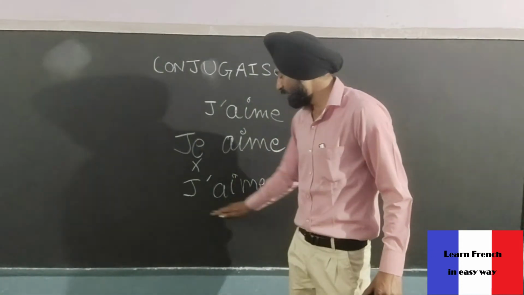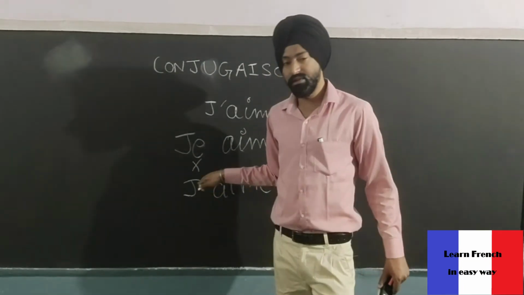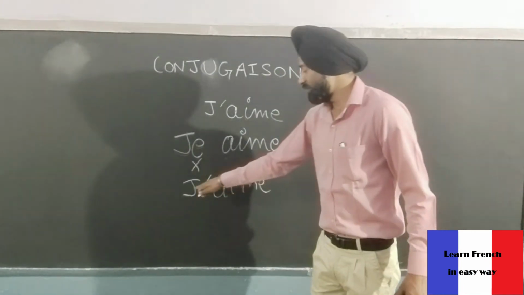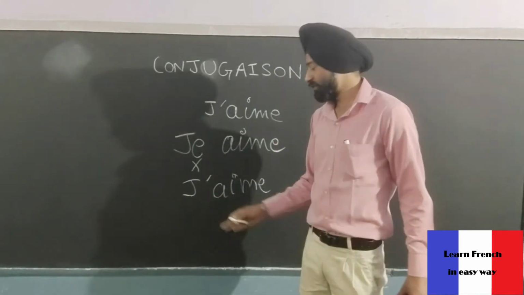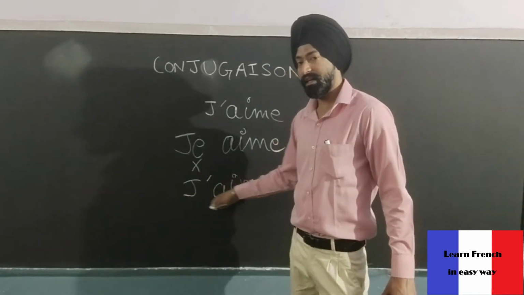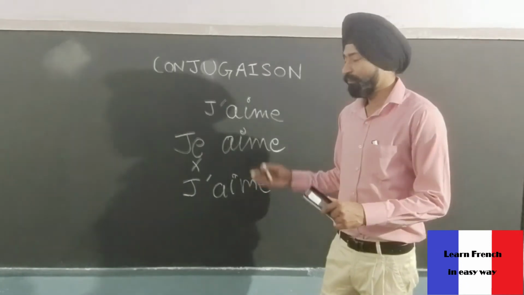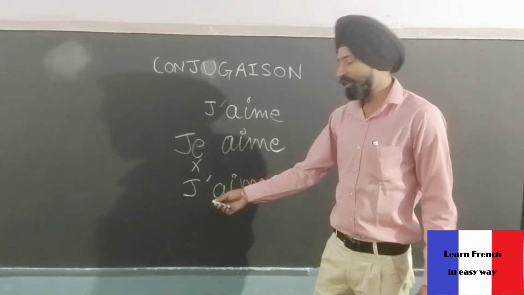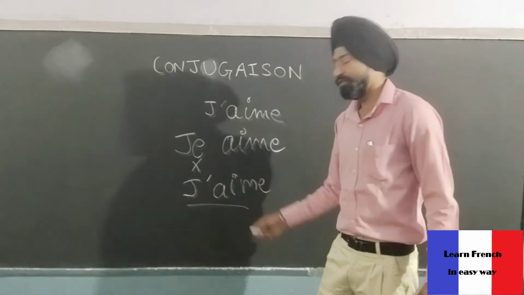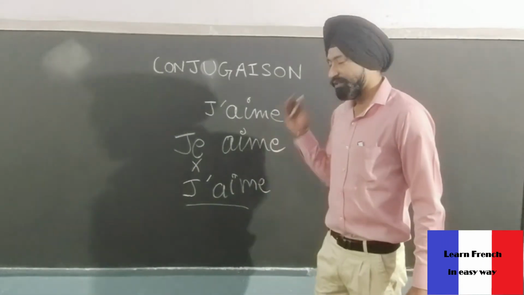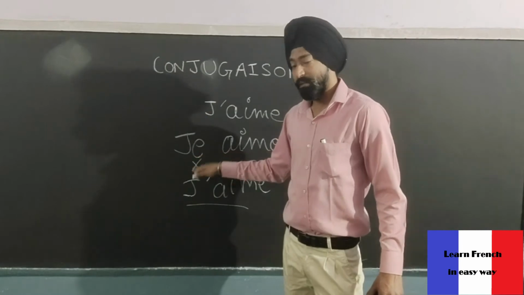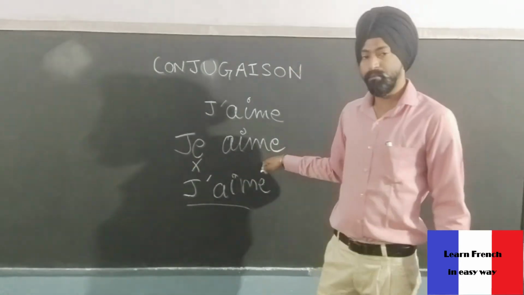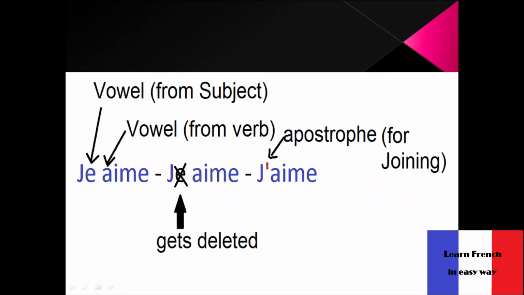This apostrophe is a sign showing that this single-looking word is two words, this is the subject and this is the verb. So j'aime will become a single word while pronouncing. Otherwise, in the mind, you have to know that this apostrophe is the separation of the j from the m. Here is the representation of j'aime, how it is formed.